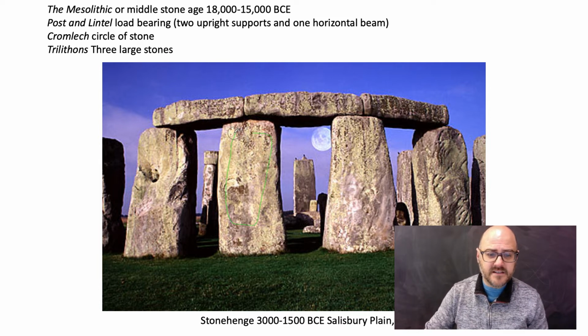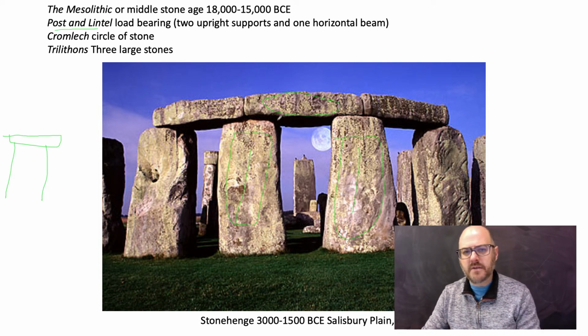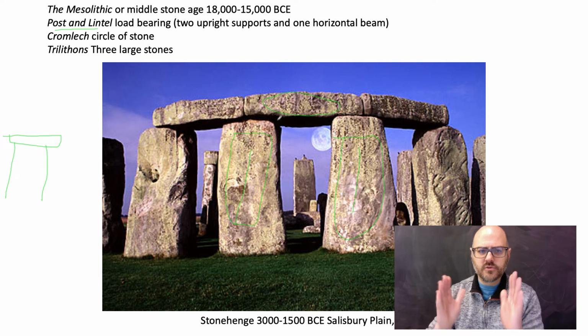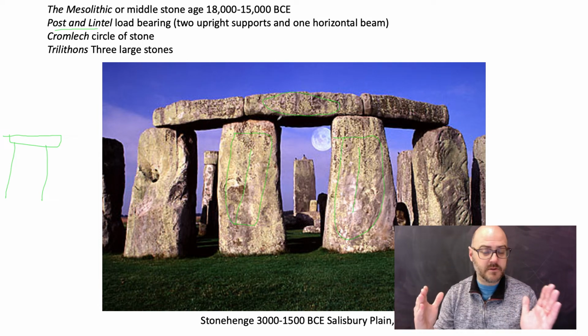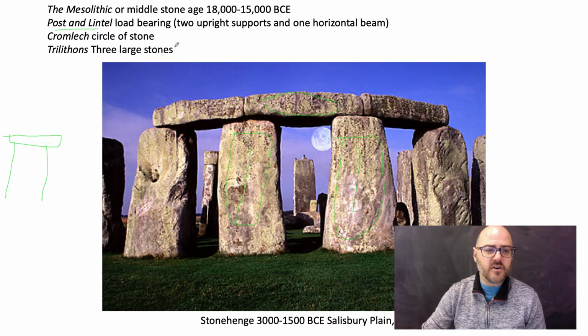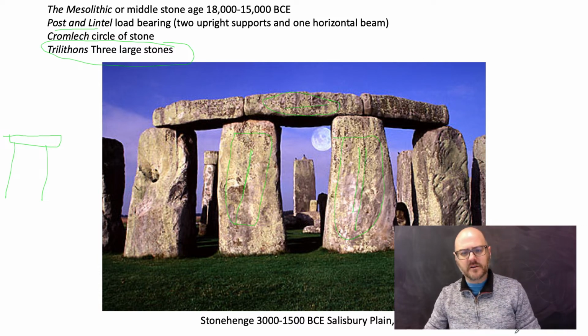But this is, say, stone number 1, stone number 2, and stone number 3 here. We have 2 vertical uprights like this, and then we have 1 horizontal beam like that. This is called post and lintel or load-bearing construction, where you have 2 upright supports and a horizontal beam, how a lot of houses or buildings are built today. We also call this a trilithon because it's made up of 1, 2, 3 different stones. So those are vocabulary words.